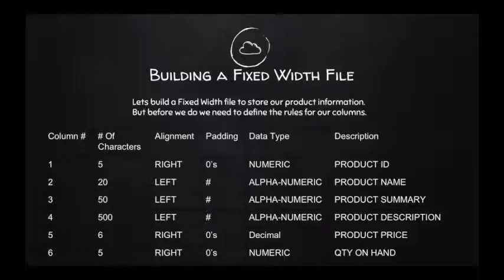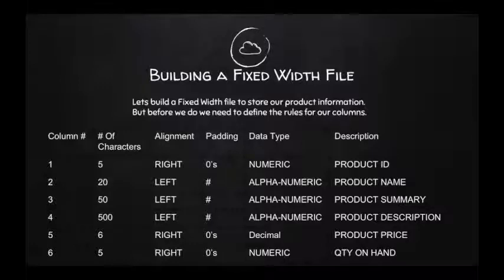We will left align it because most alphanumeric fields are left justified. And just for this example, so that you can actually see the padding, we're going to use the pound sign for our padding for all alphanumeric. For all decimal, we're going to use 0. So for product name, product summary, and product description, we're going to postfix the data for those columns with pound signs. So for column 3, for product summary, we're going to set the number of characters to 50.